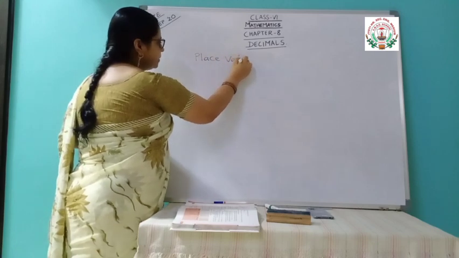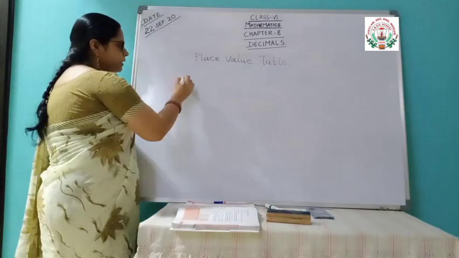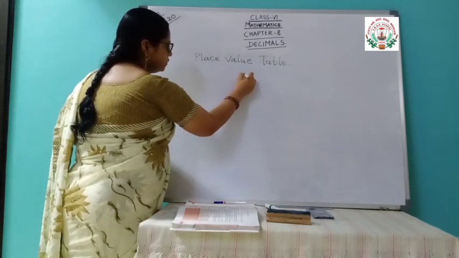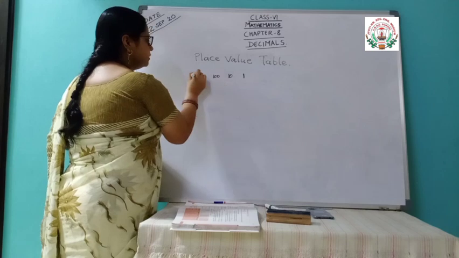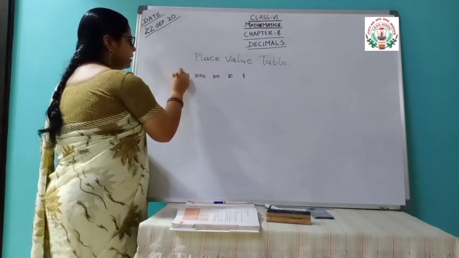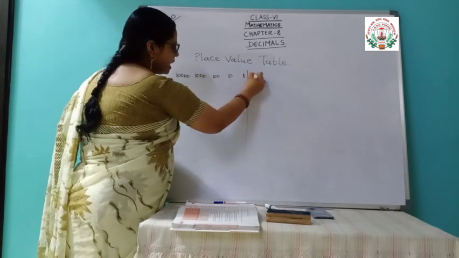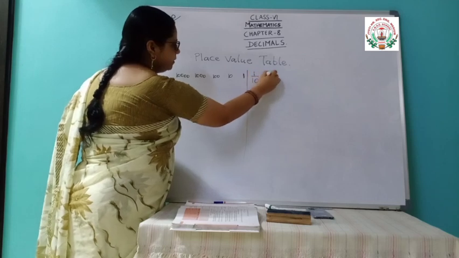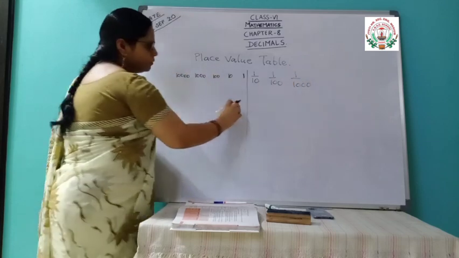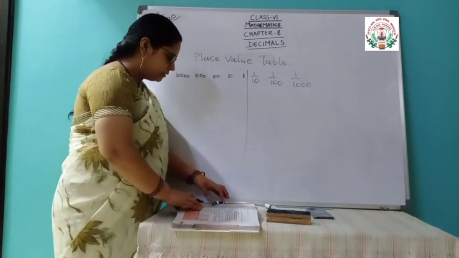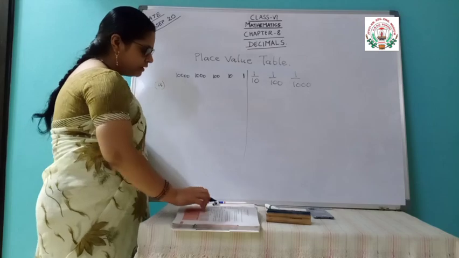First you will write down the place value table. You will write in number form: 1, tens, hundreds, thousands, 10,000 and so on. And then you make one division, and this side will be 1 by 10, 1 by 100, 1 by 1000. More than this it will not be for the decimal part. Now you will fill in the digits. The question is given.